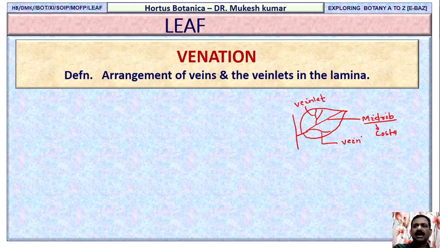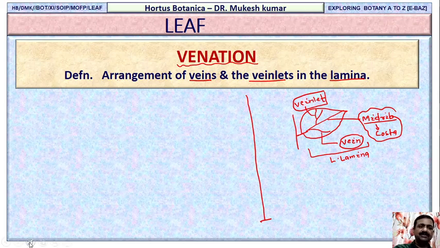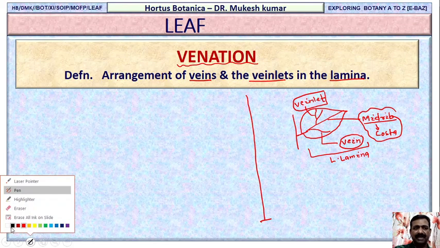So how these veins and veinlets are arranged along with the midrib in the structure called the leaf lamina, this is called venation. What is the definition of venation? This is the arrangement of veins and veinlets in the leaf lamina. Got it? This is simply the distribution of veins and veinlets in the leaf lamina. Now let's see the different types of venation we have.